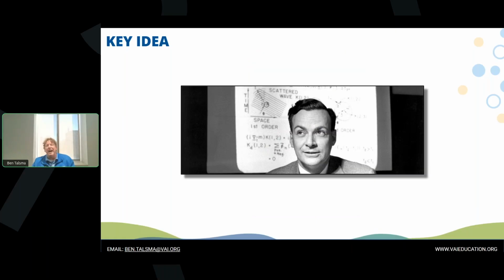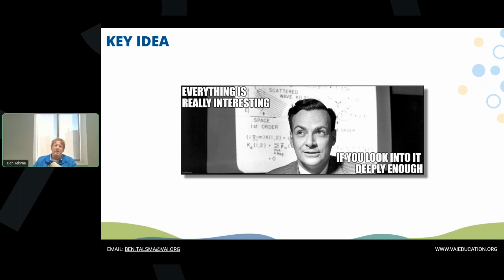A big key idea that we're going to circle back to again and again today is a quote from this gentleman right here. That's Richard Feynman, arguably one of the smartest people in human history, famous physicist. And one of my favorite quotes from him is this: everything is really interesting if you look into it deeply enough. And I think that's true. If we've got that curious mindset, we can find ways to learn and be interested in just about anything, including the latest viral trends.